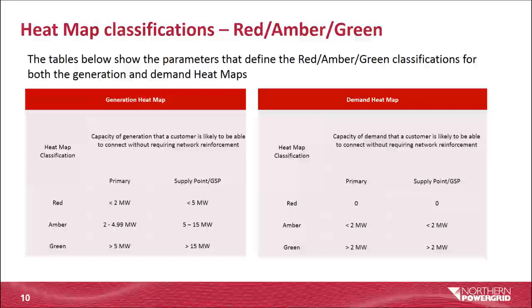This slide is the heat map classifications. What does red, amber and green actually mean? So, in the generation heat map, red doesn't mean you can't connect, and green doesn't mean you can connect anything, but to give a feel for where it's easy and for what size of generation or demand can be connected, we provided the following classifications.